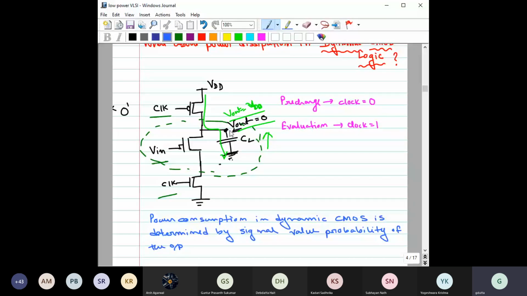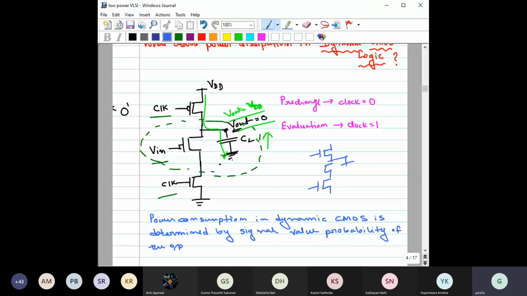We are just considering when the power will be consumed in a dynamic circuit. So in a dynamic circuit, power will be consumed only when this output is equal to 0, because in the next step this node has to be charged, right? Okay, what I am trying to say, please try to think about it.